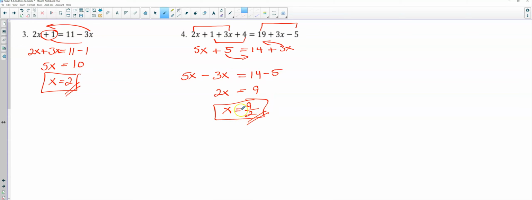And be comfortable. Start feeling comfortable working with fractions. Just leave them as fractions. Don't worry about it. You don't have to turn them into a decimal unless they tell you to do so.